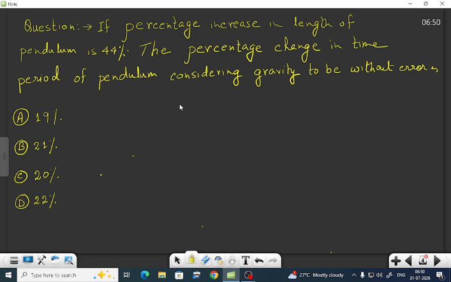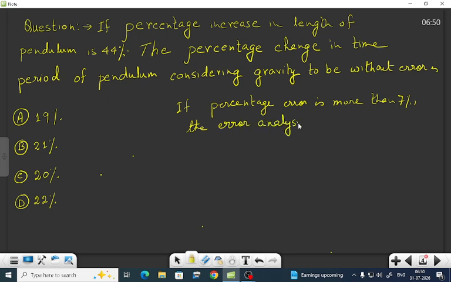So you should know that if the percentage error is more than 7%, the error analysis formula fails. So we have to use the basic method.